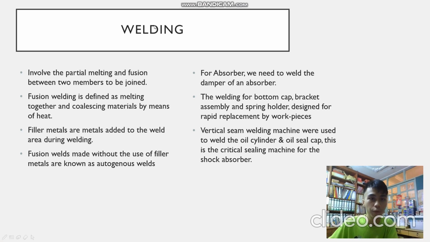For the manufacturing process, we have welding and also molding. Welding involves the partial melting and the fusion between two members to be joined, and fusion welding is defined as melt welding, melting together and coalescing materials by means of heat.